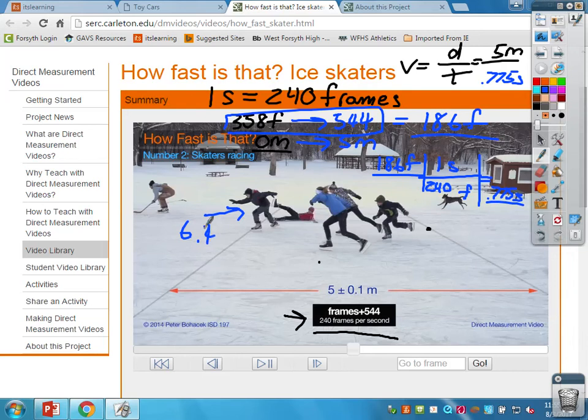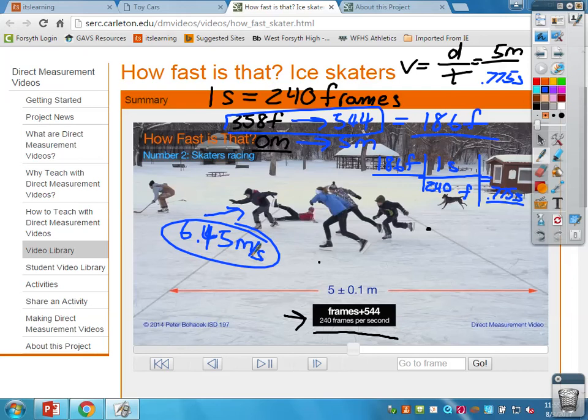I'll leave it. 6.45 meters. 6.45, what am I saying? 6.45 meters per second. All right? He's going 6.45 meters per second, which makes sense because he's getting 5 meters in less than a second, so he must be going faster than 5 meters per second. All right? So that is basically showing you, especially the frames.